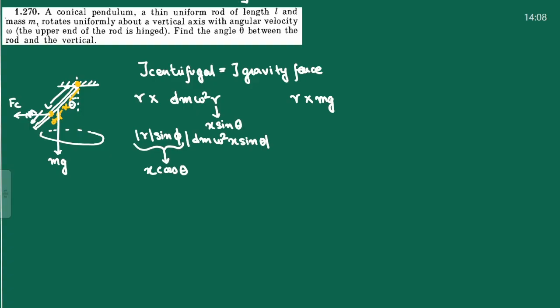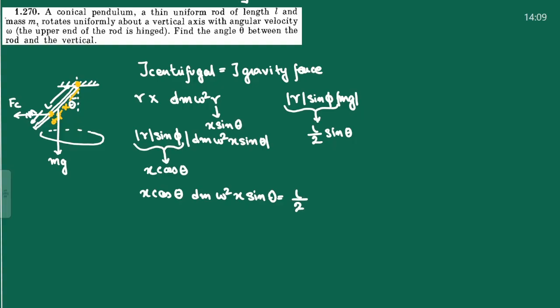So it is nothing but the magnitude of r into sine theta, sine phi, or whatever this angle is, into mg. But these angles are the angle between this vector and this vector. So the value of r sine phi out here is nothing but L by 2 sine theta. And if I balance this one, x cos theta into dm omega square x sine theta is equal to L by 2 sine theta into mg.